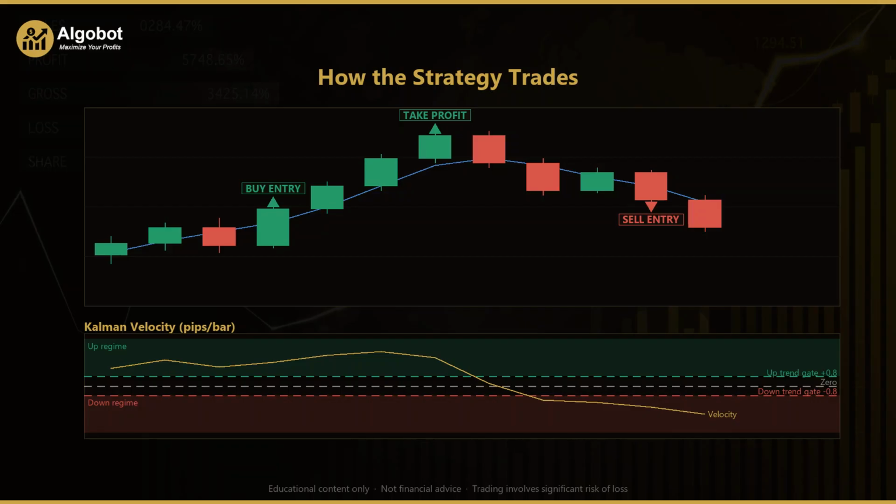On the following candle, price rejects the level and closes back below it, while velocity remains firmly negative beneath the gate. Price was above the line, and now it has fallen back under it. That is the reclaim to the downside, and the sell entry marker appears.